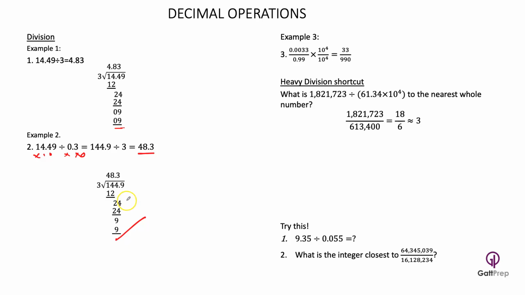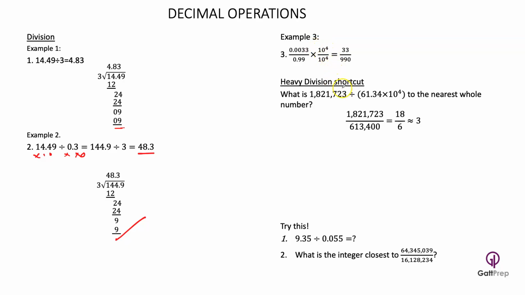So essentially, if there is a decimal point in the divisor, make the divisor a whole number by shifting the decimal point to the right in both the divisor and the dividend. Now let's look at example 3 here.